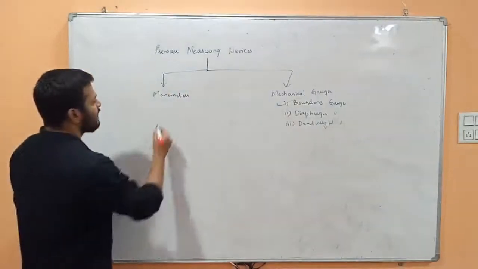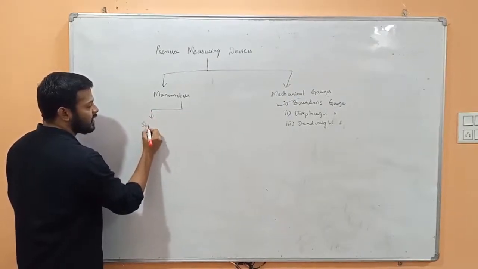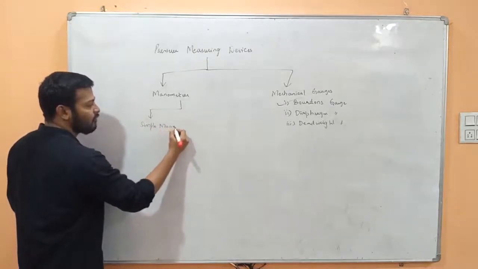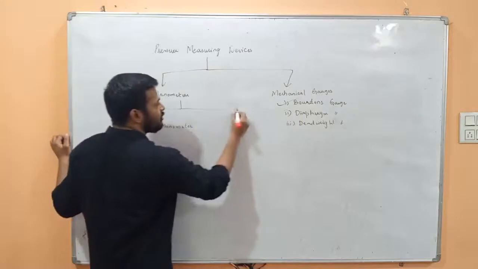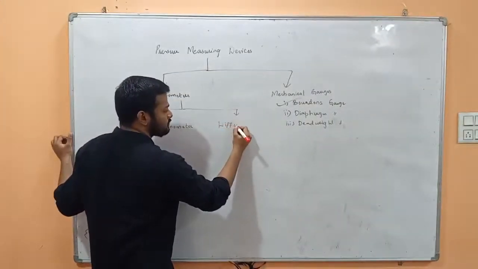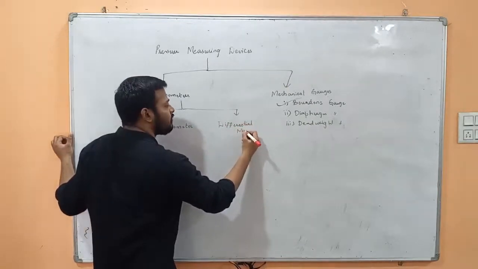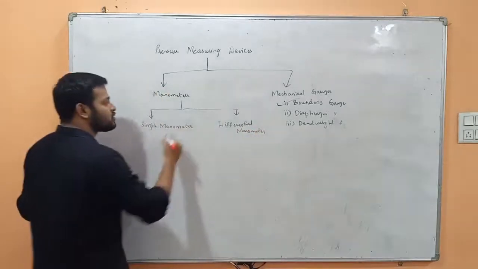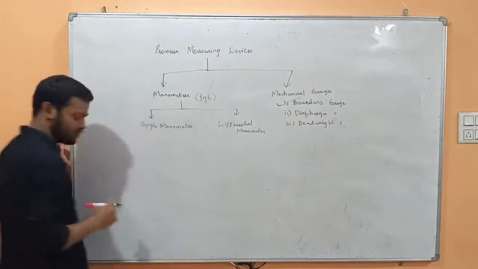In manometers we have two types again. The first type is simple manometers, and the second type is differential manometers. Like I told you in the last class, what is the formula of pressure? Rho g h. So in all the types of manometers, we'll be using this formula, rho g h.